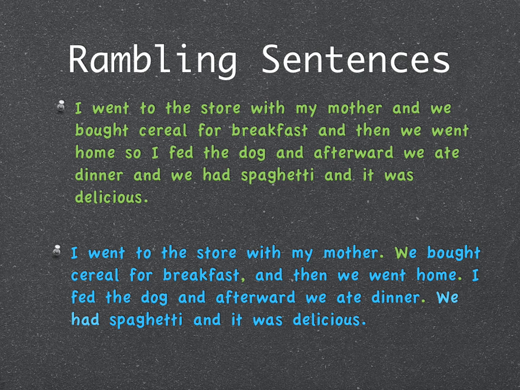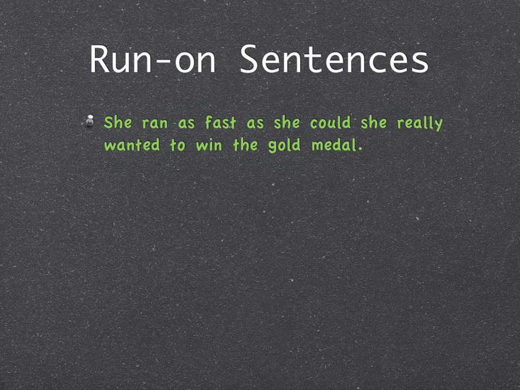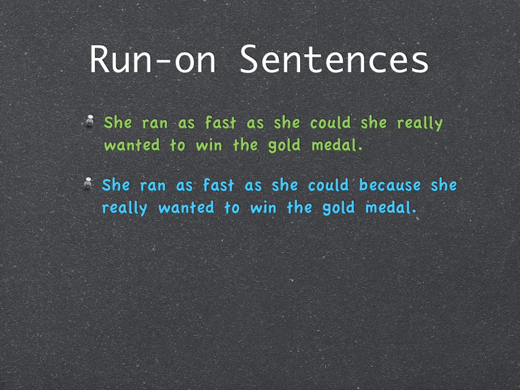Now that we know what a rambling sentence is, let's talk about another error similar to this, which is called a run-on sentence. A run-on sentence is formed when you combine two or more complete sentences without proper punctuation or conjunctions. She ran as fast as she could. She really wanted to win the gold medal. In this run-on sentence, there are two main ideas. To fix this sentence, we are going to put the conjunction word because between could and she. She ran as fast as she could because she really wanted to win the gold medal.